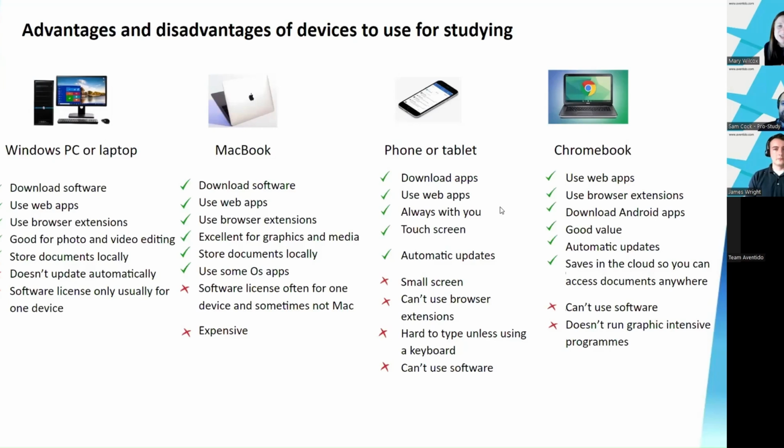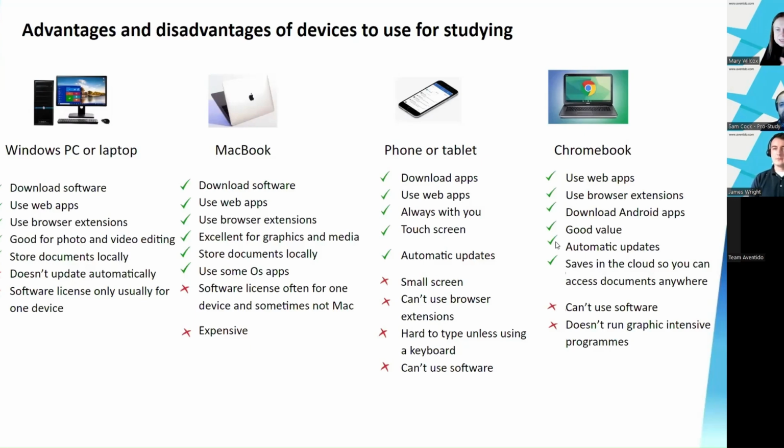It's just a small screen and you're limited. You can't download software onto there. You can't use extensions either, browser extensions like Chrome or Edge. You can't download those. So you are limited with what you can use your phone and tablet on when you're studying. And then moving on to the Chromebook.